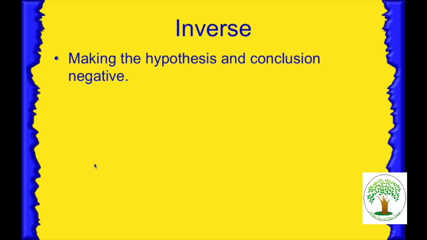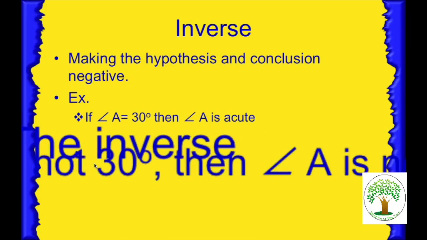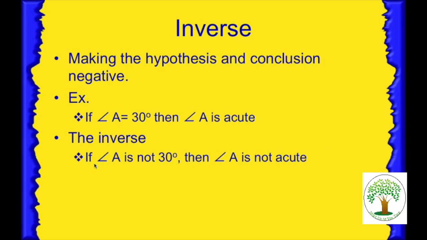Here's an example. Here's a conditional statement. If angle A is 30 degrees, then angle A is acute. We're going to put a not in the hypothesis and the conclusion. Here is the inverse. It says if angle A is not 30 degrees, then angle A is not acute. That would be the inverse of that statement. You can write this down if you need to. You don't have to. I'll give you space in a moment to do our Georgia, California thing. Okay?